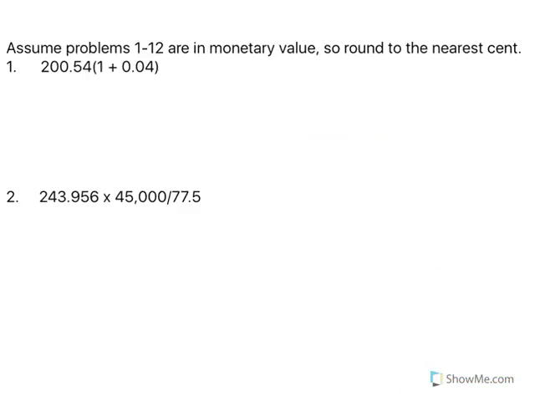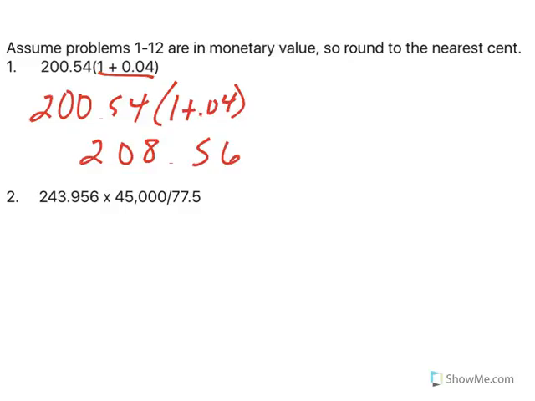Okay, let's move on to some monetary value, which just means that at the end we're going to round to the nearest cent, which is 2 decimal places. So in number 1, first thing you've got to do is the work inside the grouping. So I will have 200.54 times the 1 plus 0.04, when you add them together. Now, after we do that, we multiply, and we get 208.5615. If we're dealing with money, we're talking 2 decimal places, 1 rounds down, so 208.56.